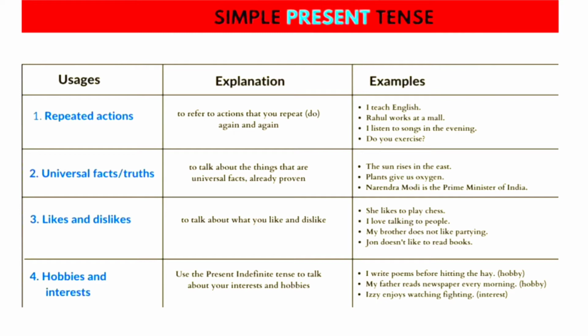Universal fact and truth. Let's learn about the universal truth and explanation: to talk about the things that are universal facts, already proven. The sun rises in the east, plants give us oxygen, Narendra Modi is the Prime Minister of India.